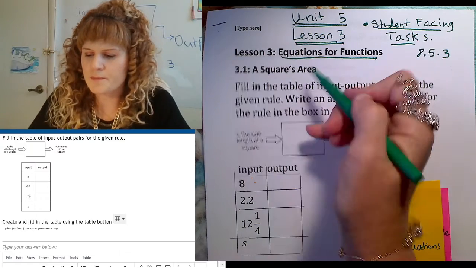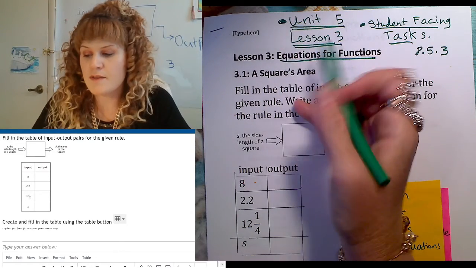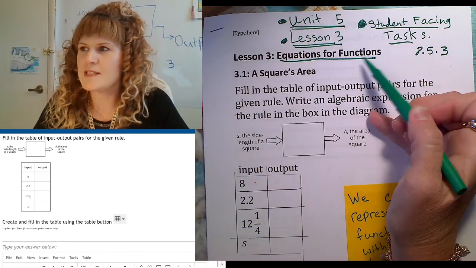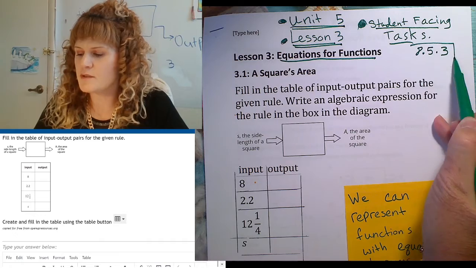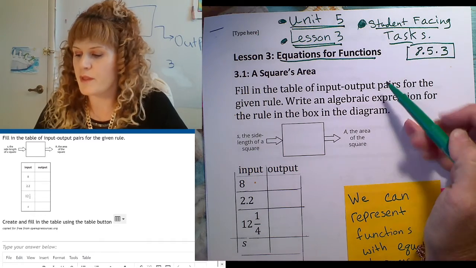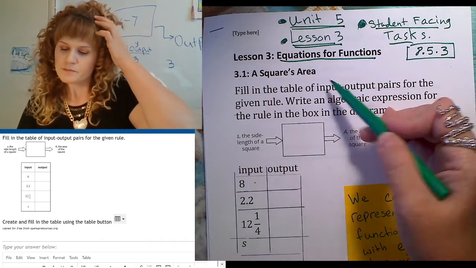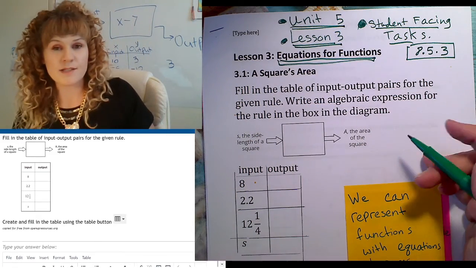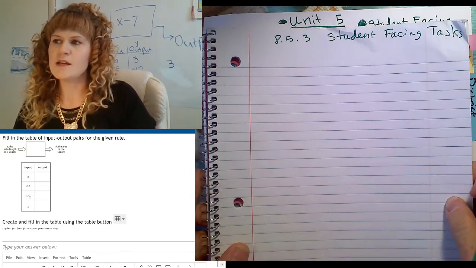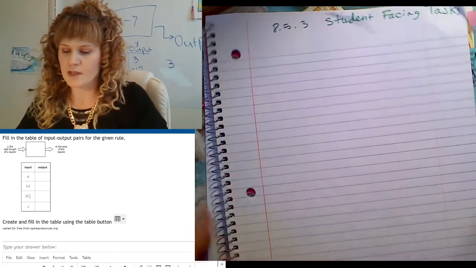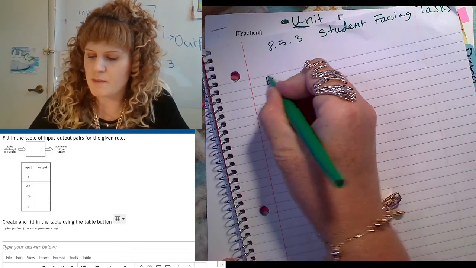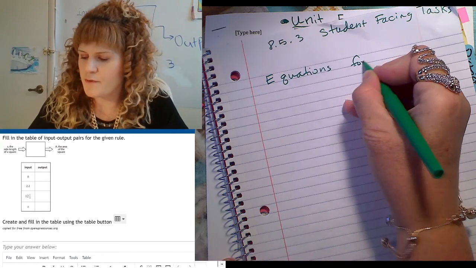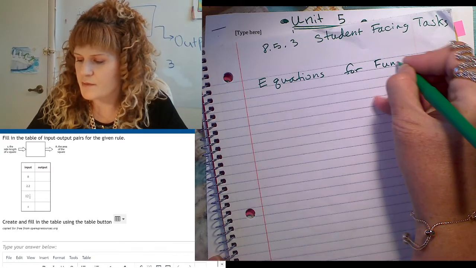Let's get to work. This is Unit 5, Lesson 3, Student-Facing Tasks. In the Google Classroom, it says 8.5.3. This lesson's title is Equations for Functions, and it's a good idea to use a math notebook for taking notes. Please put the title in your math notebook. Equations for Functions.